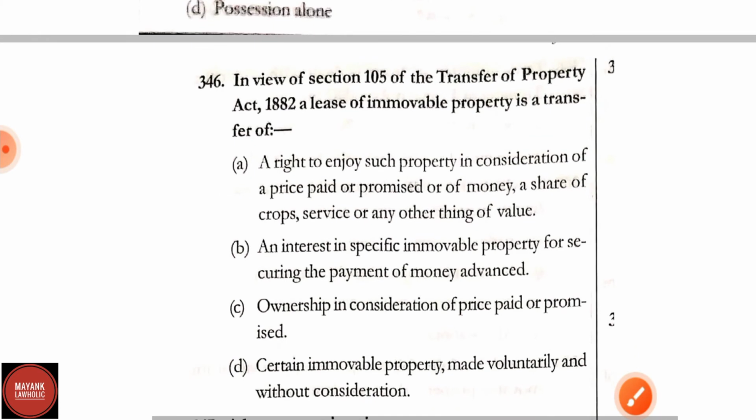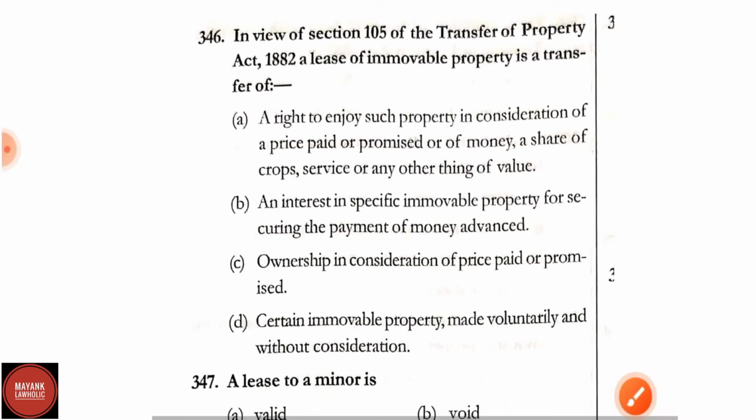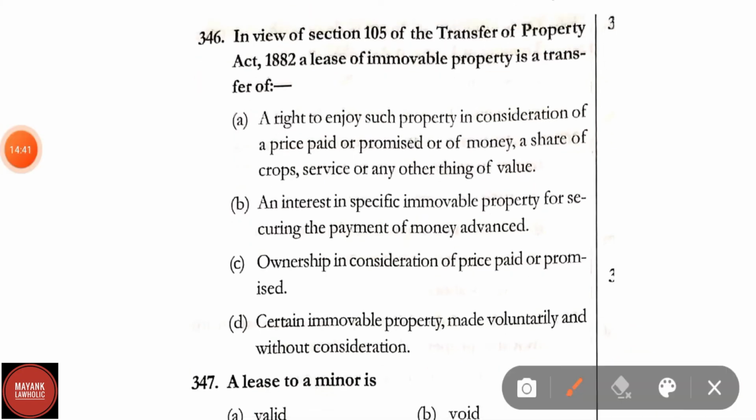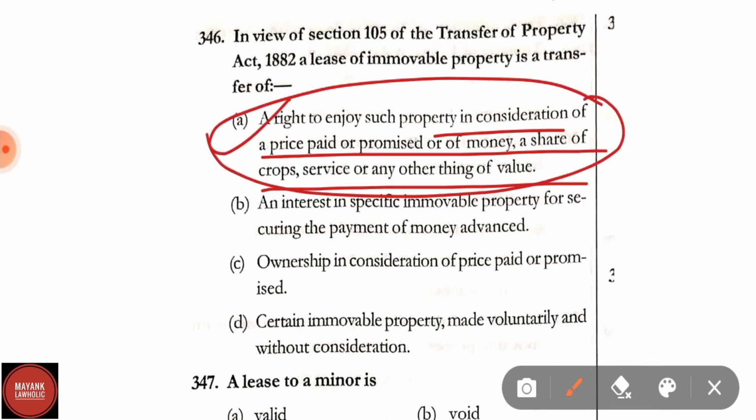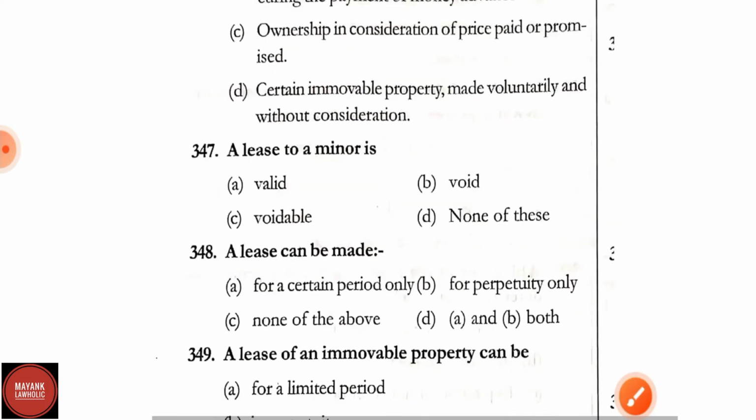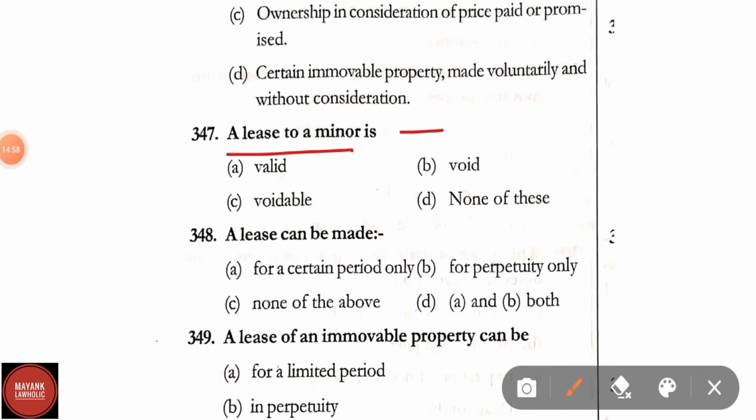Question number 346. In view of section 105 of TPA, a lease of immovable property is a transfer of a right to enjoy such property in consideration of a price paid or promised, or of money, a share of crops, services, or any other thing of value. This is the correct answer. Option A is correct in question number 346. Question number 347. A lease to a minor is void.